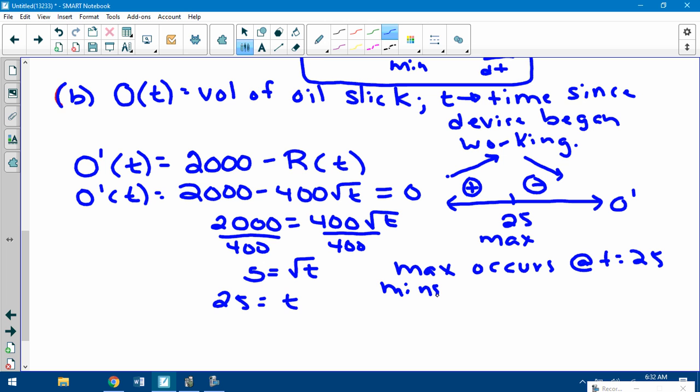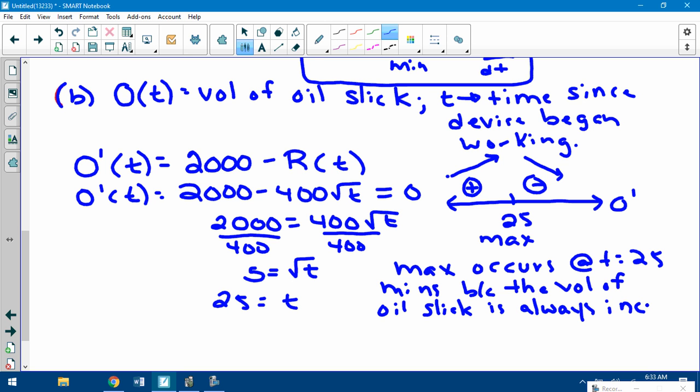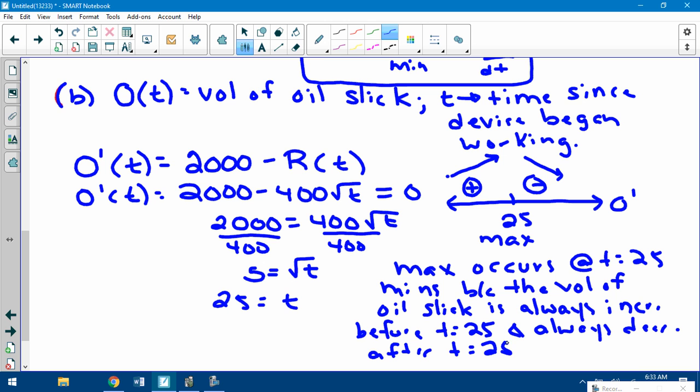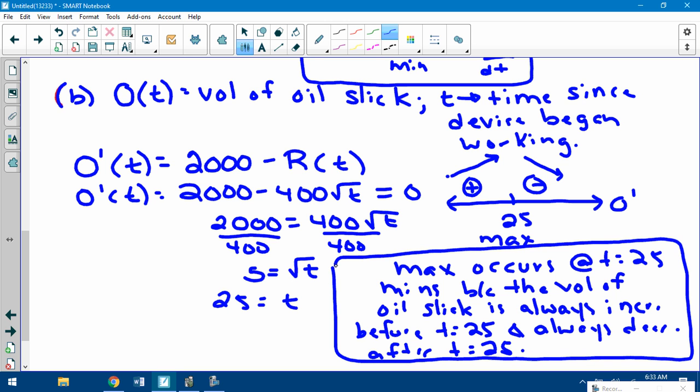And it says to justify. Because the volume of the oil slick is always increasing before t equals 25 and always decreasing after t equals 25. And that's enough to justify. It's always increasing and always decreasing. We know we've got our max.